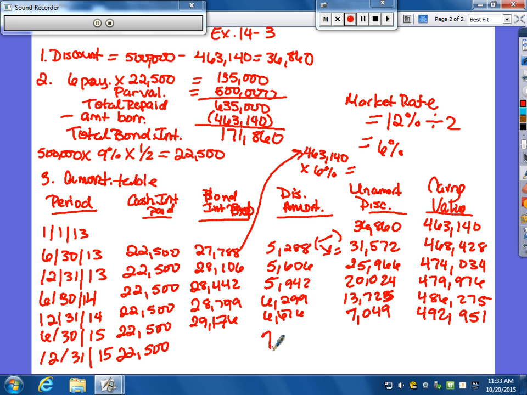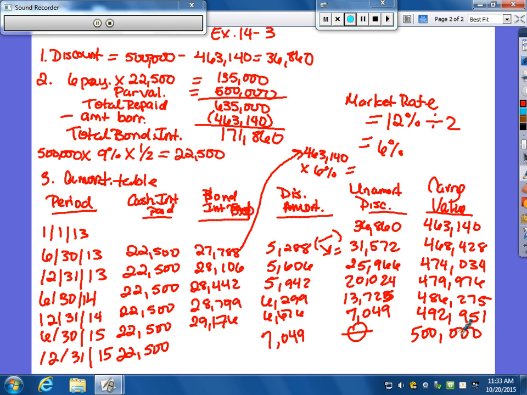So if we did 7,049 here, and if we took 7,049 and subtracted from here, obviously it's going to equal 0, right? 7,049 added to 492,951, what do you get? 500,000. So that means we need to adjust the bond interest for the sake of getting back to par.